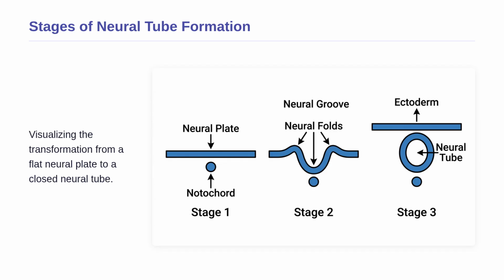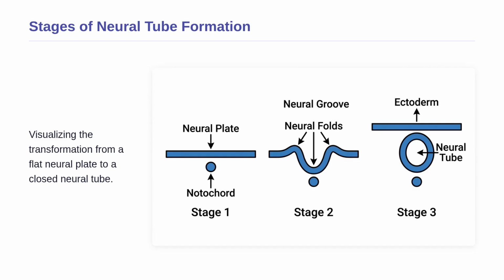Having calculated the severe impact of delayed closure, let us visually examine exactly what is failing to close. Here we see a cross-sectional diagram of the three main stages of neural tube formation. On the far left, in stage 1, you can see the flat neural plate sitting above the notochord. Moving to the middle, in stage 2, the plate begins to dip downward, creating the neural groove, while the edges rise up to form the neural folds.